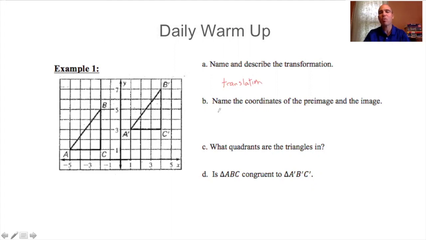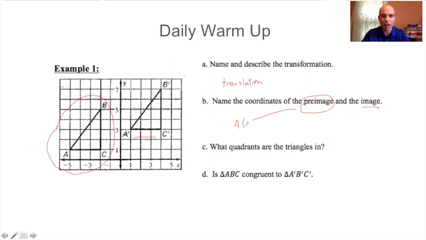Name the coordinates of the pre-image and the image. So first of all, what the heck is the pre-image, and what is the image? The pre-image is this thing right here, what you're starting with, and the image is what it is after it's translated. The way that you know this is the original thing doesn't have the little dashes, and the new thing does.